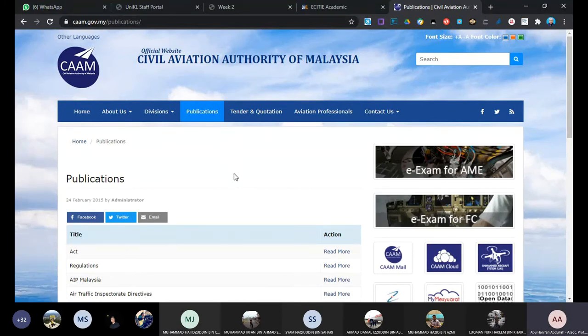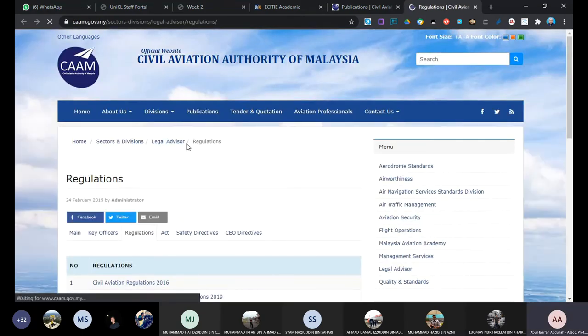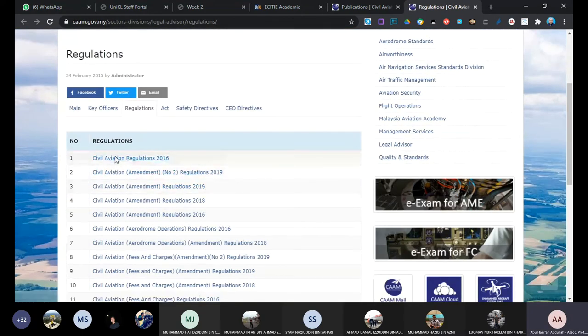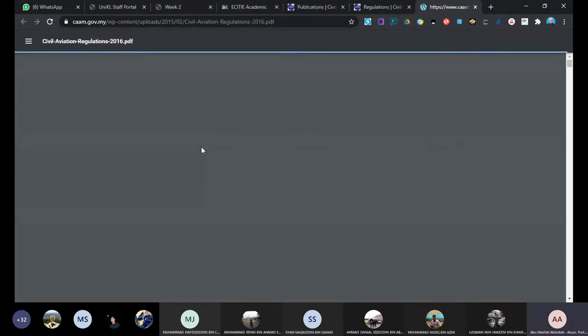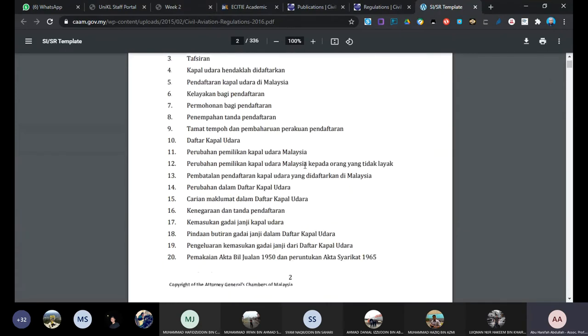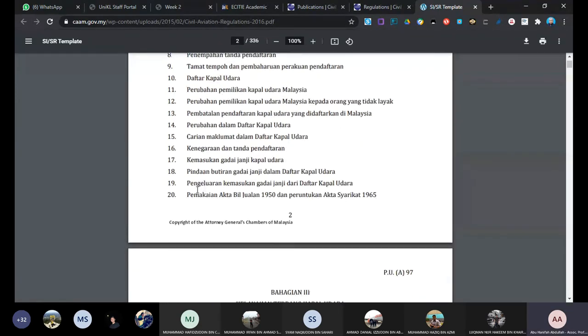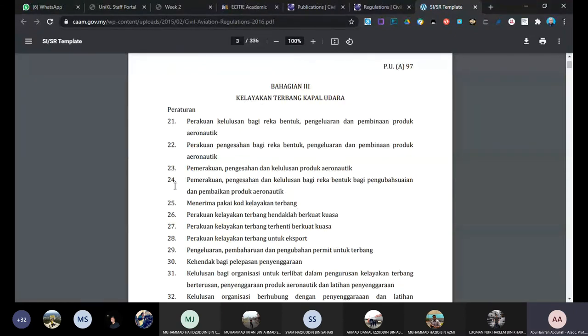For us, we need to understand there is the Malaysian Civil Aviation Regulation 2016. It's slowly loading. Civil Aviation Regulation 2016. If you refer to Regulation 25, first we see the one in Bahasa because this is the official one.